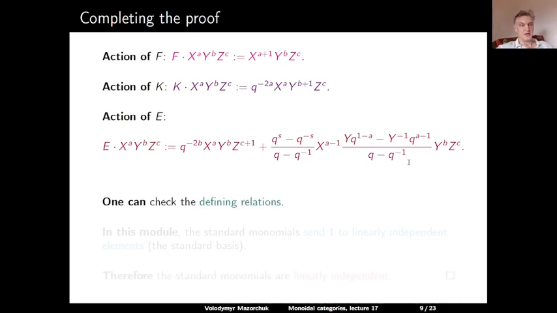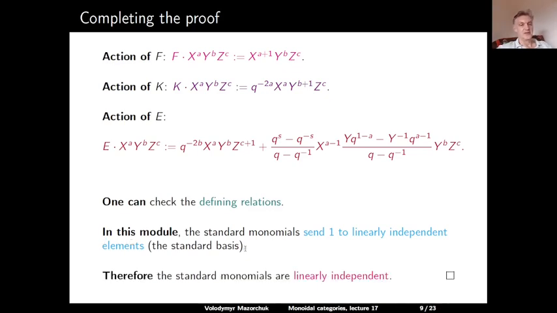And one can check that this definition satisfies the defining relations for our algebra. And in this module, the standard monomials send 1, obviously, to linearly independent elements in the standard basis. Therefore, the standard monomials are linearly independent to start with. And this proves this analog of the Poincare-Birkhoff-Witt theorem for the algebra U_q sl2.